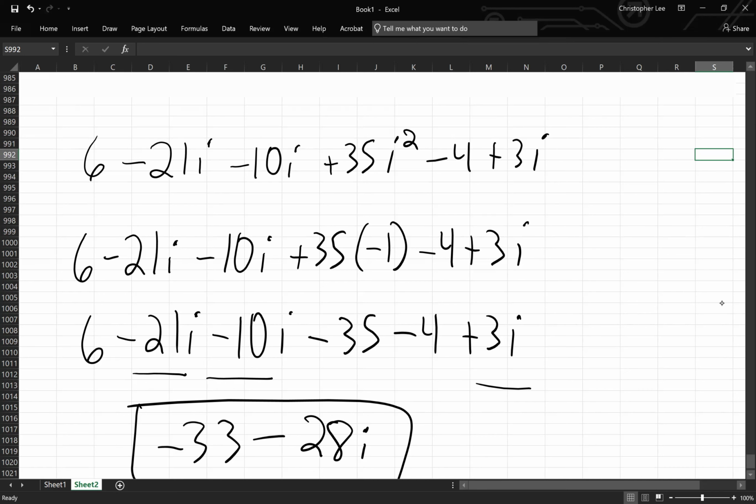Anybody else? You could see it separately. I don't know. As long as you get the right answer, I'm happy. As long as we're on the same page at the end of the day.